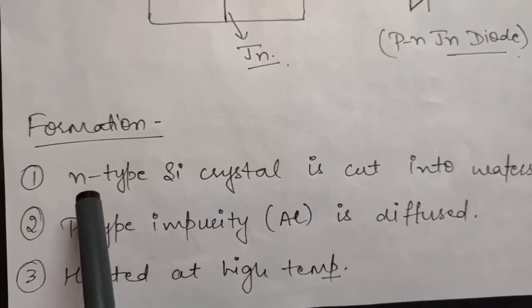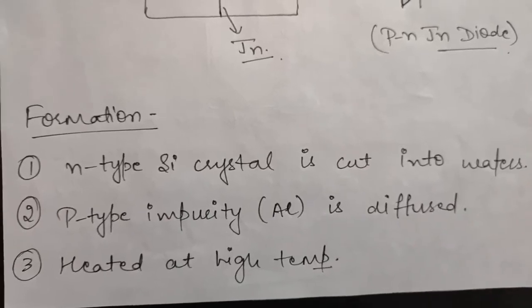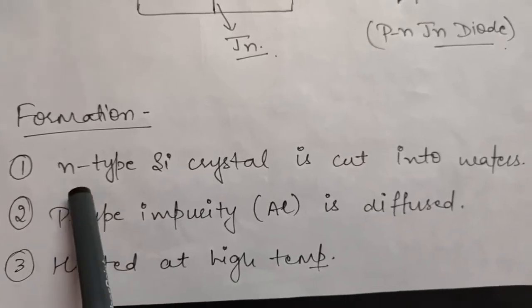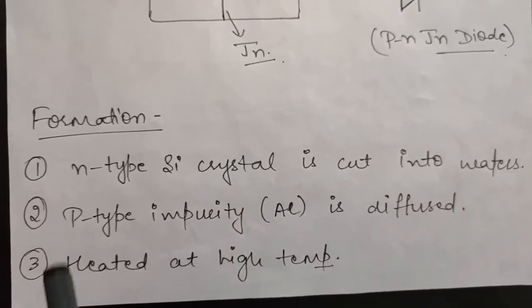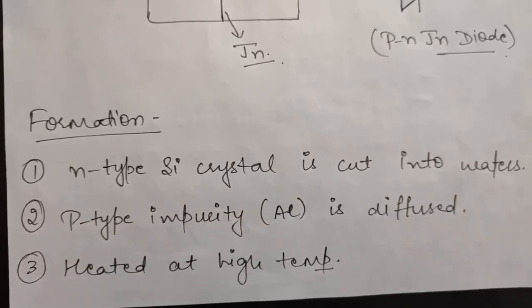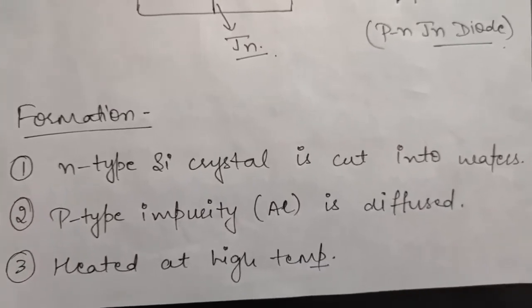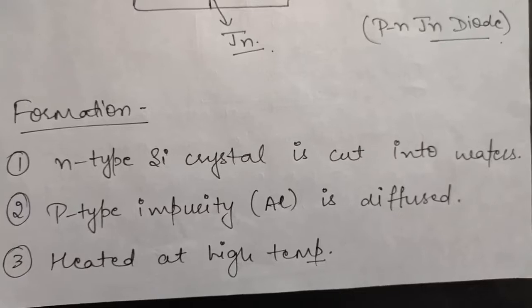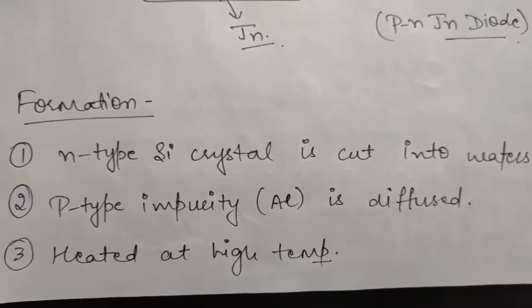Now here I have taken n-type silicon crystal and cut it into wafers. It can be done opposite also. For example, you can take p-type silicon crystal, you can cut it into wafers, and then you can add any n-type impurity into it. Okay, so this is the formation of a p-n junction. Now we will see how this p-n junction works, or what is happening inside this p-n junction.